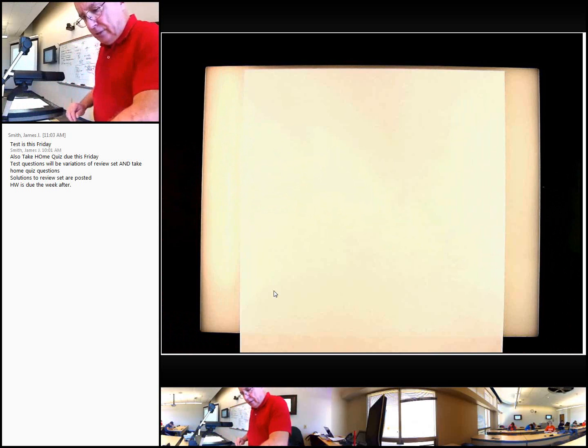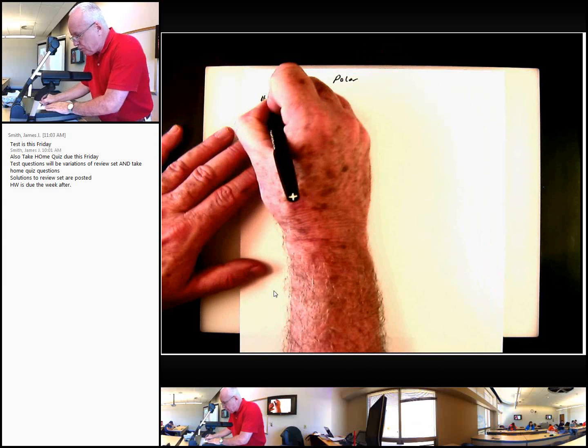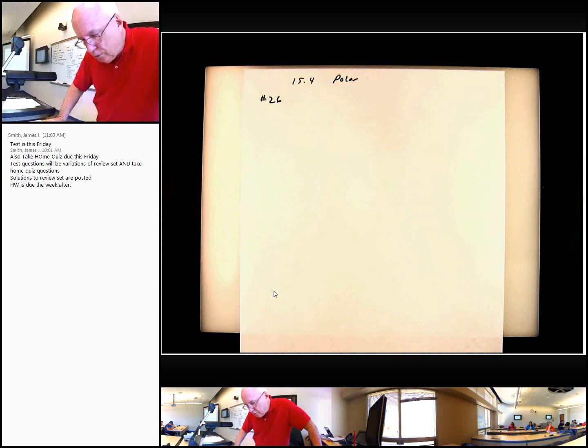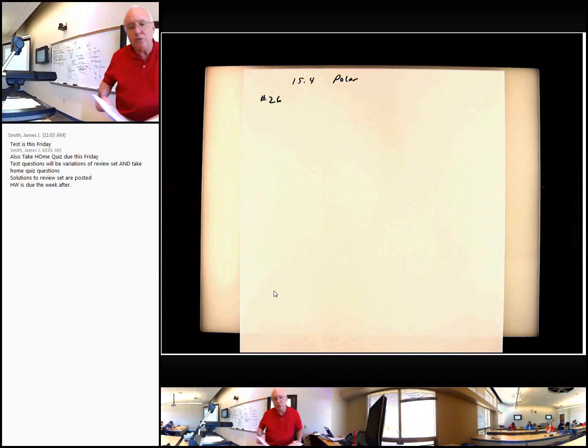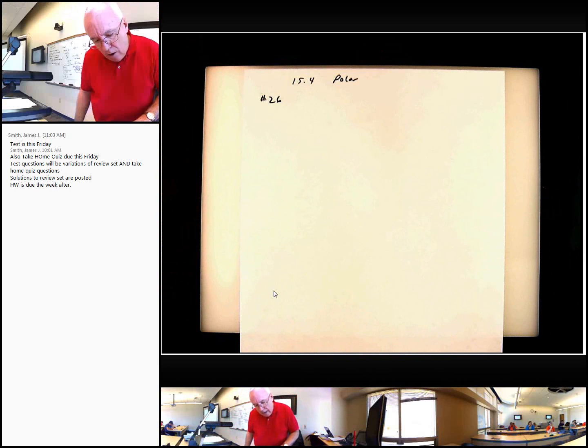Number 15.4, number 22. No, but I could do number 26. Why don't we look at number 26? This is on 15.4 still. So 15.4 is polar coordinates. Looking at number 26, because you were asking about 22. You were asking about number 22.